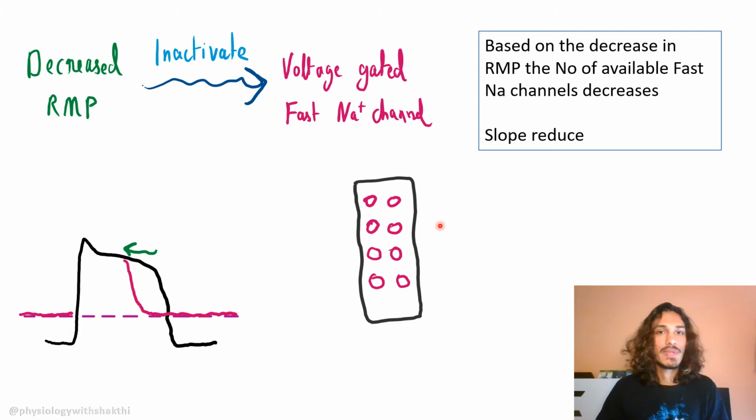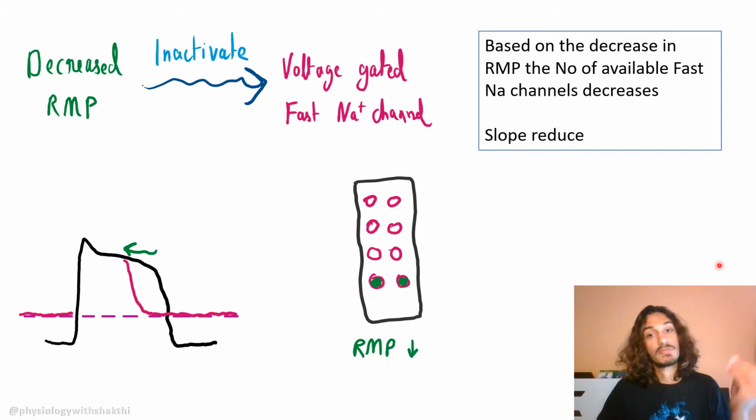So this is a membrane. These many sodium channels are there. And what happens is when the RMP decreases, inactivation of a few happens. When RMP decreases further, again inactivation of more. So based on this, the number of open sodium channels decreases. So depolarization will take more time because it's acting with fewer open channels. I hope you get that.